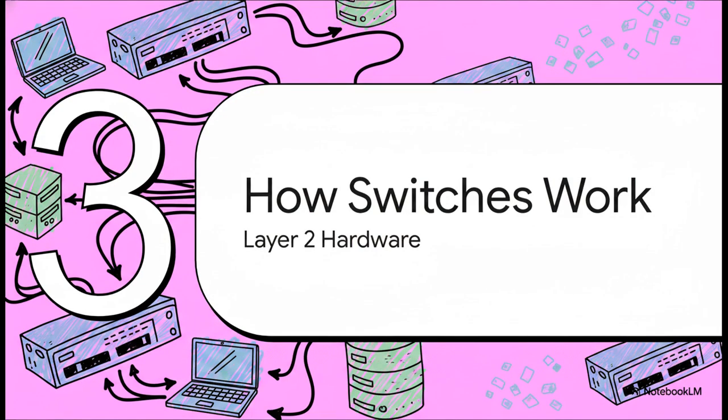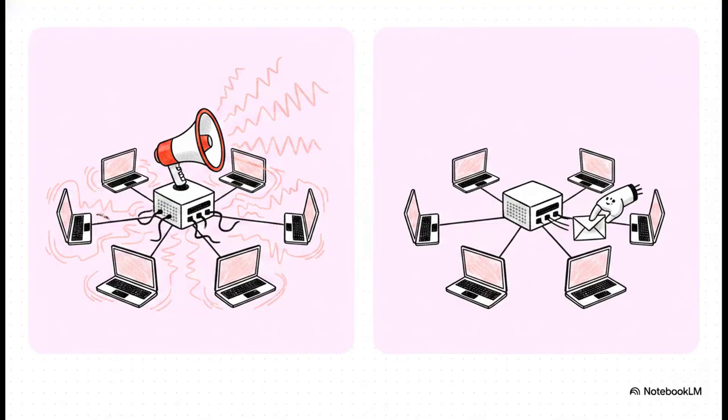That brings us to Section 3, how network switches work. To really appreciate a switch, let's contrast it with an older piece of tech called a hub. Picture a hub as that one annoying coworker with a megaphone, just shouting your private message to the entire office. It blindly copies data to every single port, which causes massive congestion.